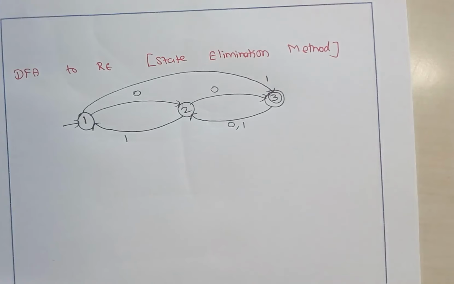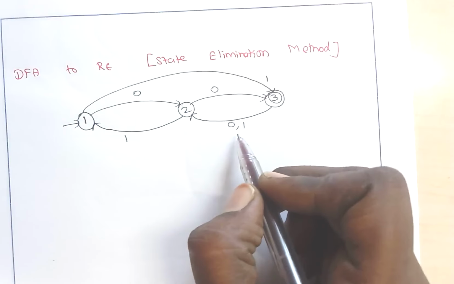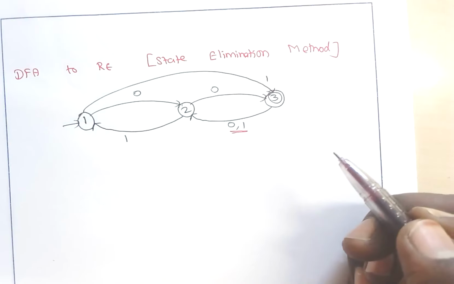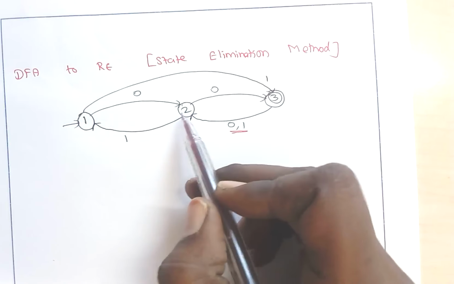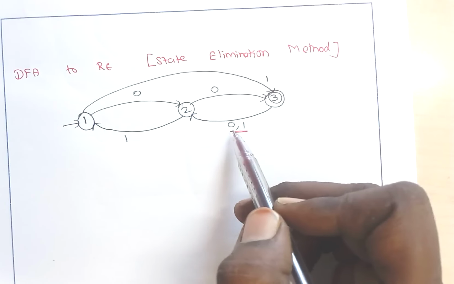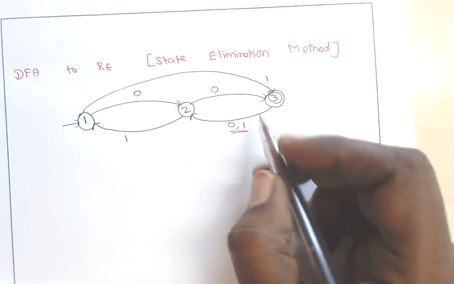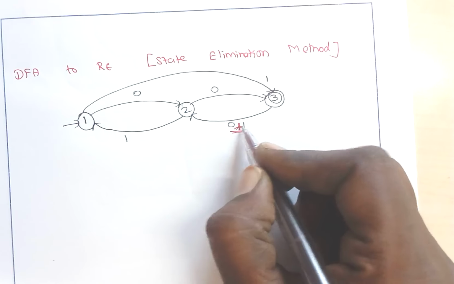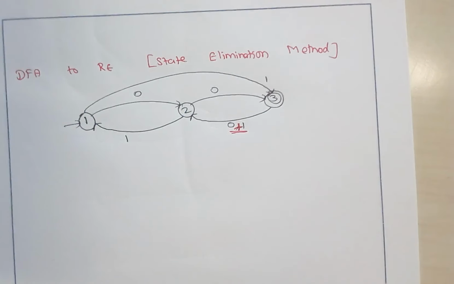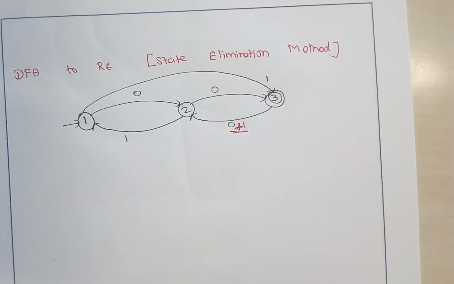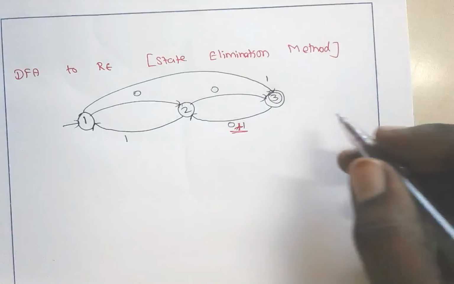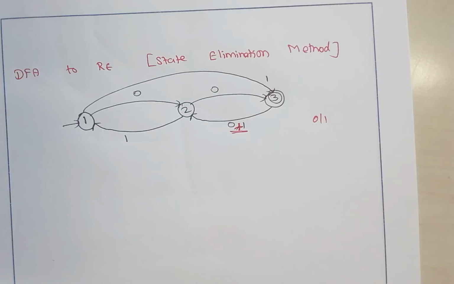Okay, so now the steps are as follows. When you look at this, it is 0 comma 1. It means from state 3 to state 2 we are moving either with the input 0 or 1. So it can be written as 0 plus 1. Whenever you have a parallel edge, we have to use the plus operator or a bar operator. You can use 0 bar 1 also. So this is up to the user to consider. Okay, so this is your first step.